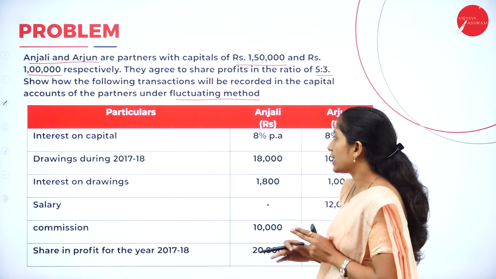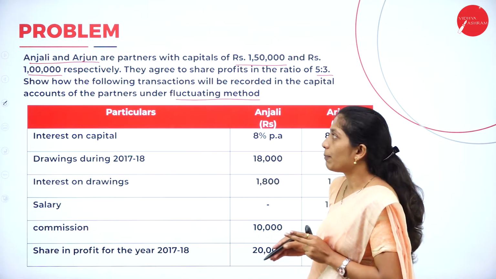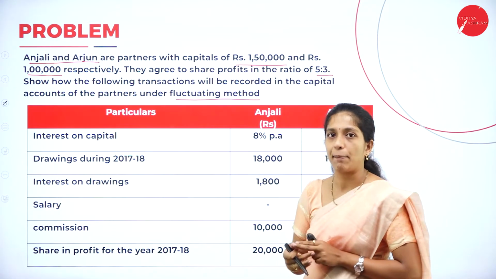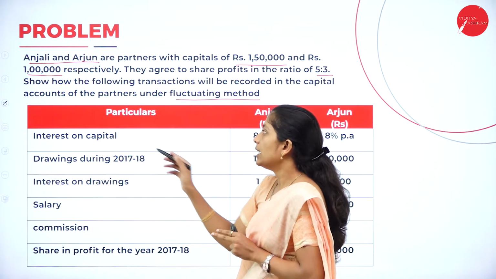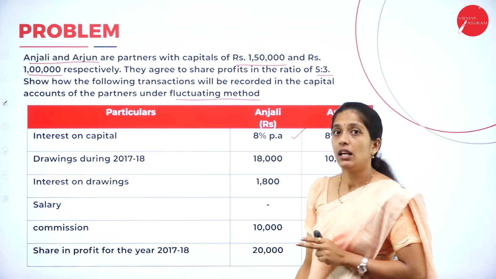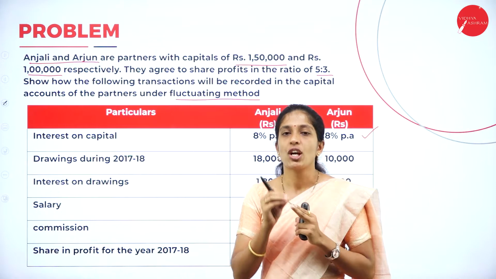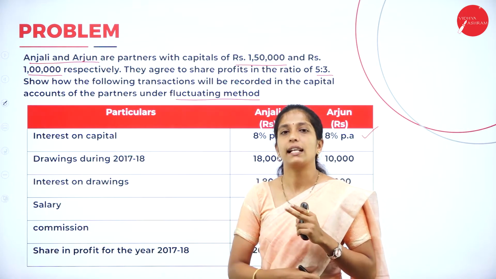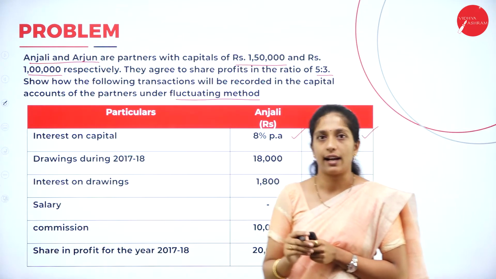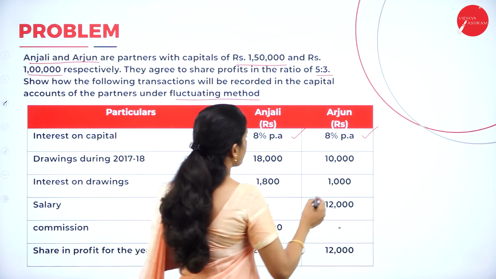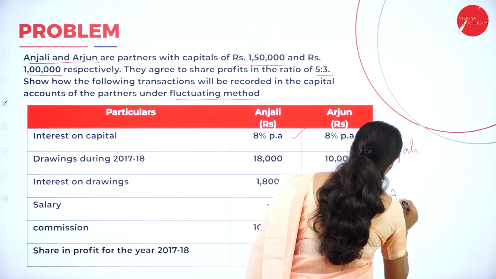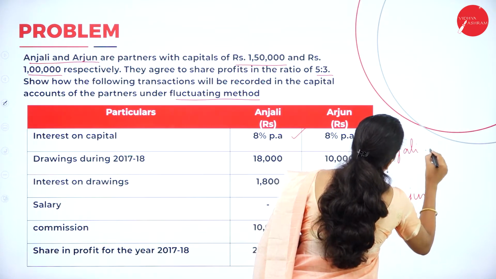Here they have clearly told us to maintain the partners' capital account under the fluctuating capital method. We know who the partners are, their capital, the profit sharing ratio, and the method to follow. They have given certain items here, interest on capital at 8% per annum. Since it is given as a percentage, we have to calculate the amount. They have given capital, and we have to calculate interest on that. Now who are the partners here? Anjali and Arjun. So what is the capital of Anjali?